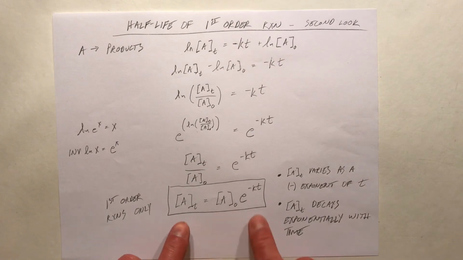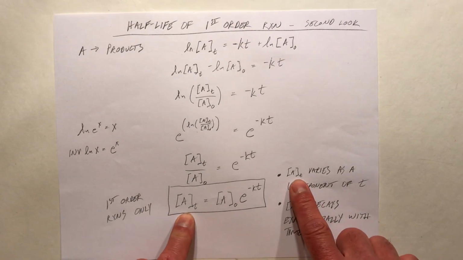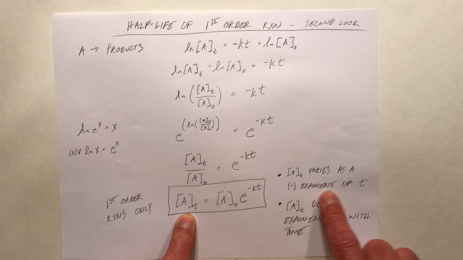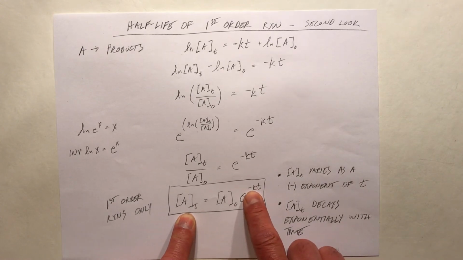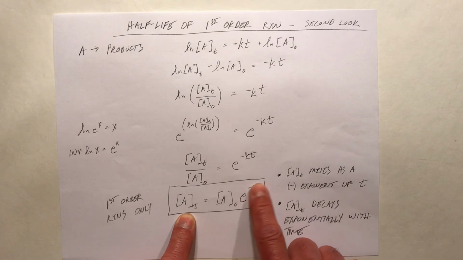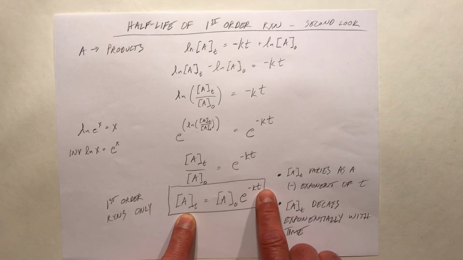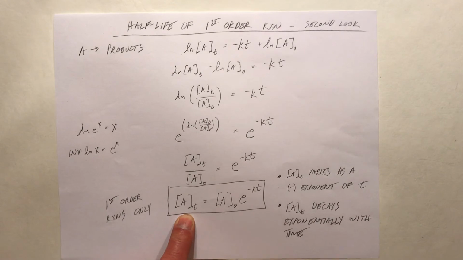But what this shows us is that the concentration of A at any time t varies as a negative exponent of time t. And the concentration of A at time t decays exponentially with time. So since it's negative, it's going to get smaller and smaller in an exponential way as time progresses. And that's what we see happening with nuclear decay.